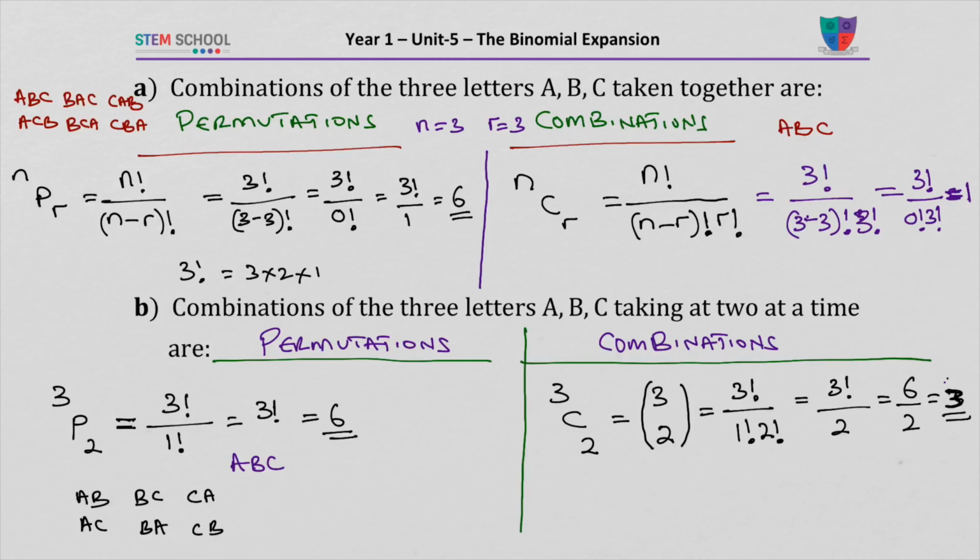For the combinations, we've only got A, B, C. So if I write it out here, we can take AB, 1 combination, AC, 2 combinations, and CB, 3 combinations. We cannot repeat them.